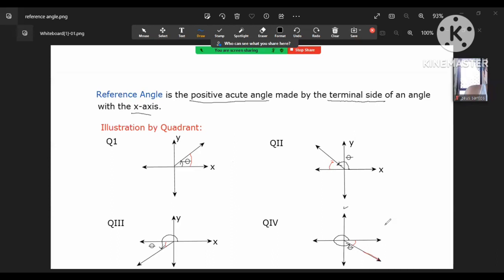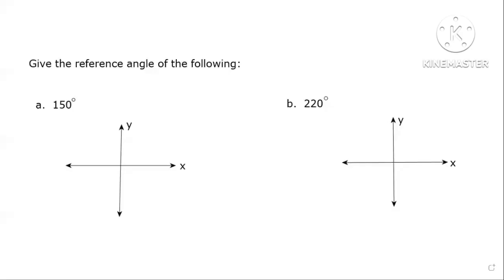So, let me illustrate that by giving the actual angle, or theta. Okay, let's have our first example. Give the reference angle of the following. You are given 150 degrees. Now, to get the reference angle, we need to construct the angle. And 150 degrees is somewhere in the second quadrant, okay? So that's how you construct 150 degrees.